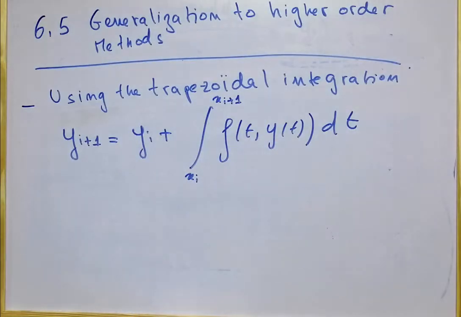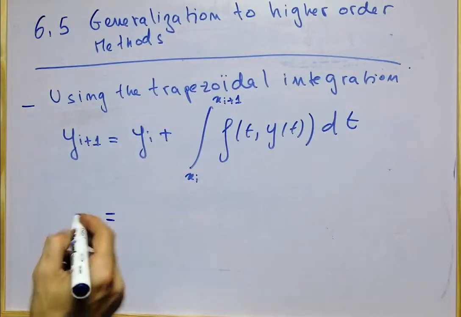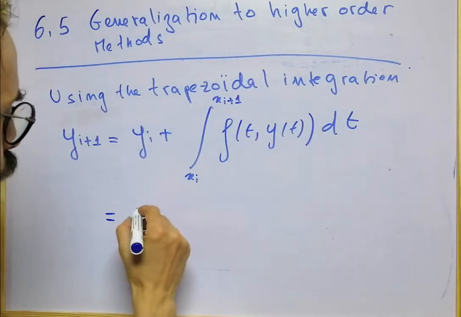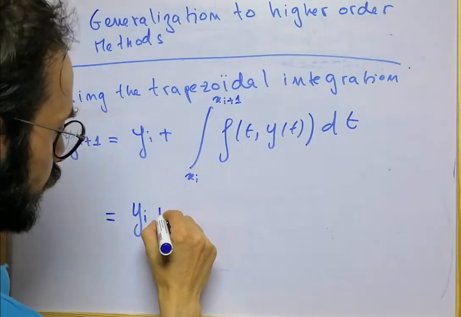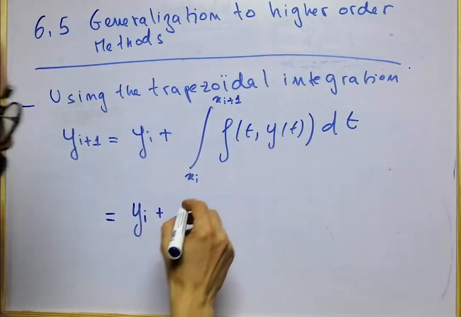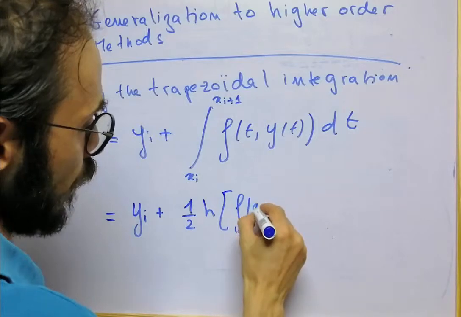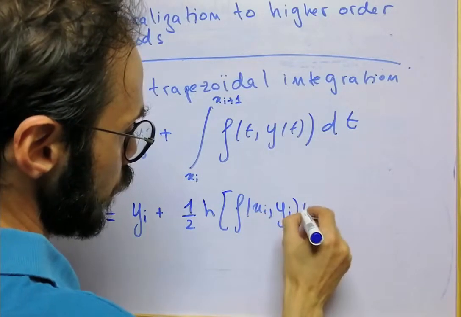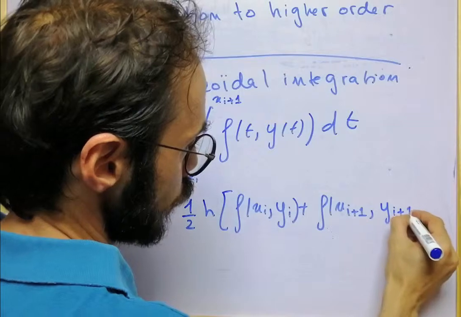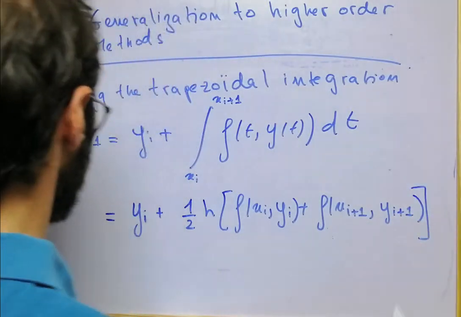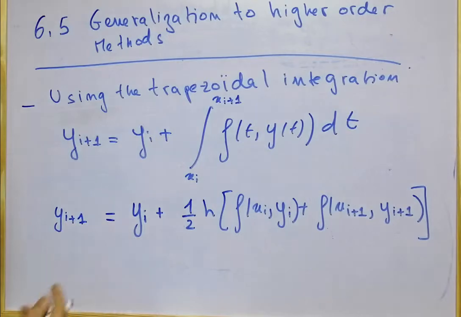Instead of using the rectangle left corner approximation, let's use the trapezoidal rule. In the trapezoidal rule, if you have just two points xi and xi plus 1, then it becomes the mean value of f of xi yi plus f of xi plus 1 yi plus 1. And this is here yi plus 1.